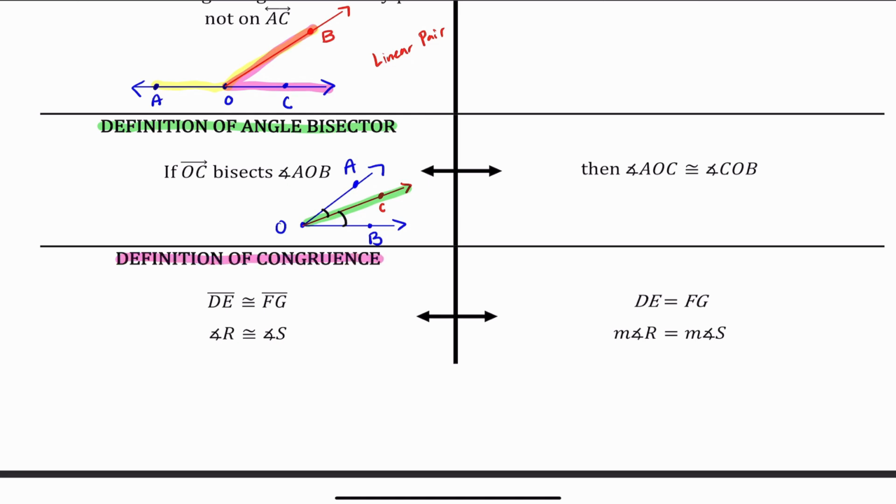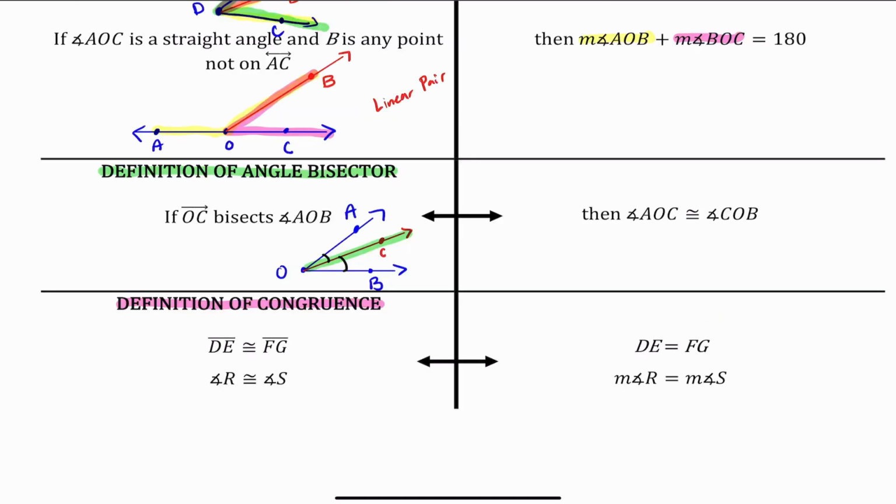Definition of congruence. Now suppose that you're given two segments that are congruent to each other. For instance, line segment DE is congruent to line segment FG. Then it implies that those two segments are equal to each other. So we say that the measure of DE is equal to the measure of FG. Or if you're given two angles that are congruent to each other, for instance, angle R is congruent to angle S, then it implies that the measure of angle R is equal to the measure of angle S.